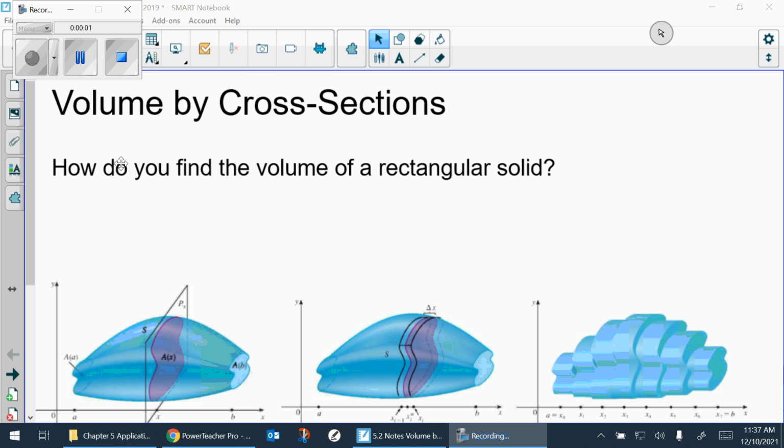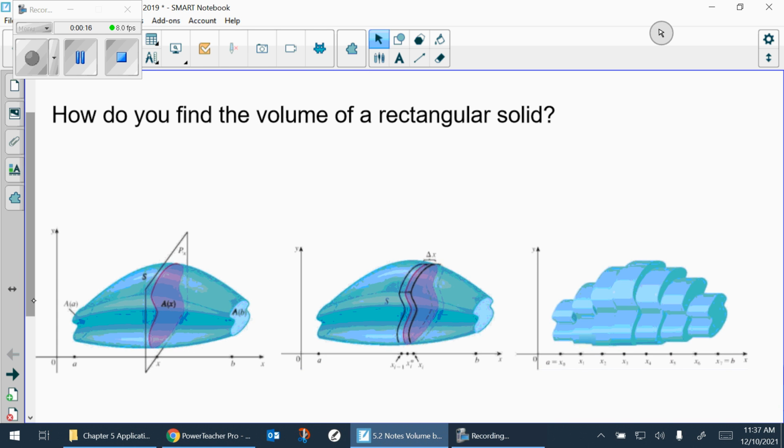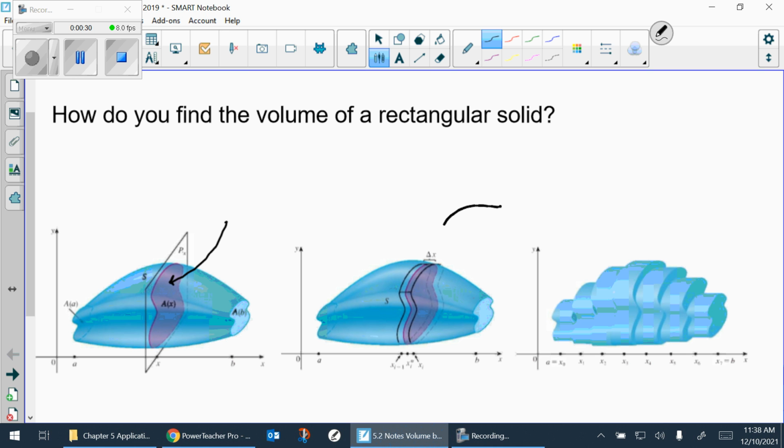Today we're going to do volume by cross-section. This follows our previous section pretty well, because in order to find the volume of a solid, we're going to first find the area of a region, the area between a couple of functions oftentimes. And then once we get that area, we multiply that area by a thickness, and that's going to give us a volume.